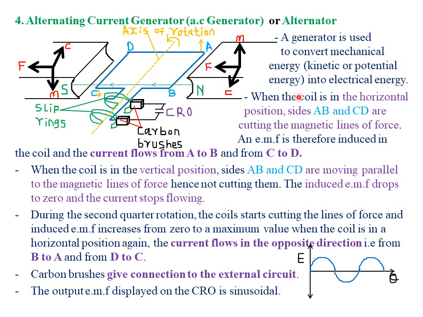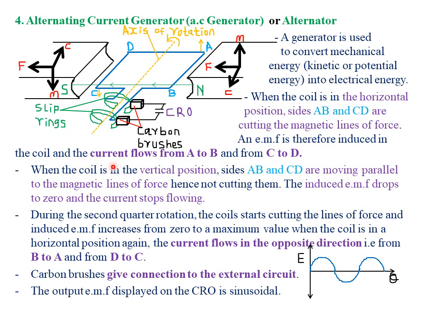That's why we are saying that when the coil is in the horizontal position, because it is meeting the magnetic field lines at an angle of 90, the sides AB and CD are cutting the magnetic lines of force. Therefore, an EMF is induced in the coil, and the current flows from A to B, and then from C to D when you apply Fleming's right hand rule.